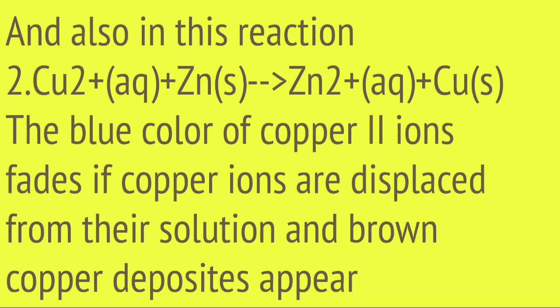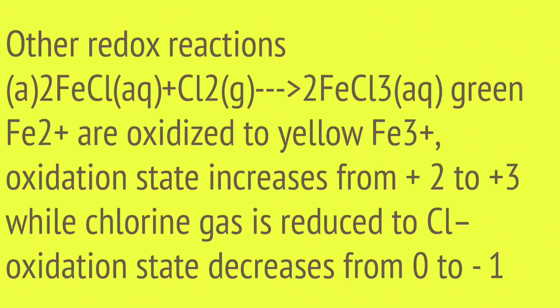Other redox reactions include reacting iron 2 chloride with chlorine gas to form iron 3 chloride. The green iron 2 ions are oxidized to yellow iron 3 ions. Oxidation state increases from positive 2 to positive 3, while chlorine gas is reduced from 0 to -1. So that is also a reaction that involves redox.